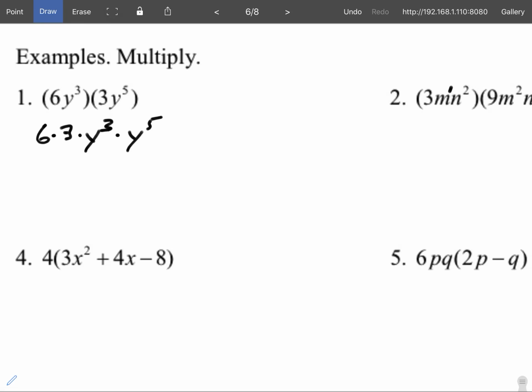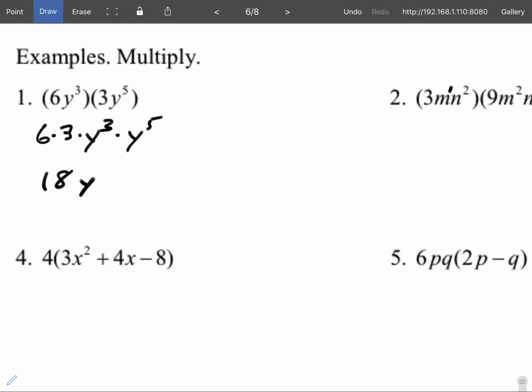Okay? So that's all multiplication. And again, multiplication is commutative. So you can multiply in any order you want. So you do 6 times 3. So what's that? Good. So you get 18. And then you do the y to the third times the y to the fifth.